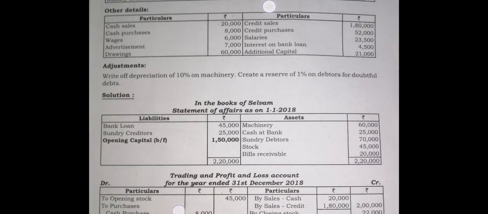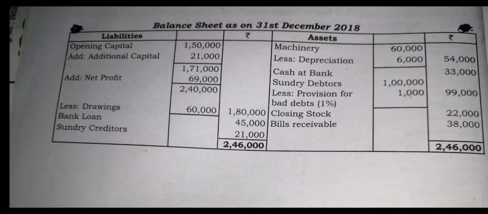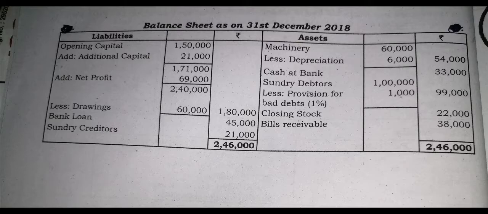Keep it now. And now come to the adjustments, ma. Rate of depreciation 10% on machinery, and create a reserve of 1% on doubtful debts on debtors. Okay ba, so machinery and debtors. See here, machinery: 10% less depreciation on 60,000, 10% gives you 6,000. Therefore 60 minus 6, 54. Then sundry debtors: 1 lakh minus provision for doubtful debts 1%, 1,000. Therefore 1 lakh minus 1,000, 99,000, transfer to the outer column.